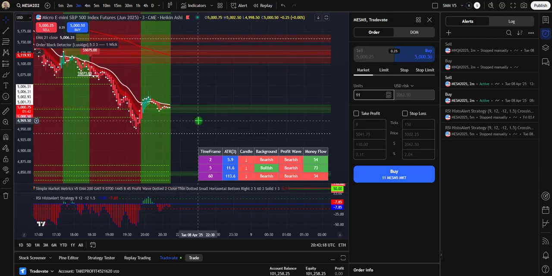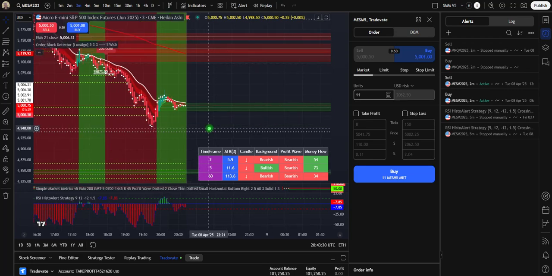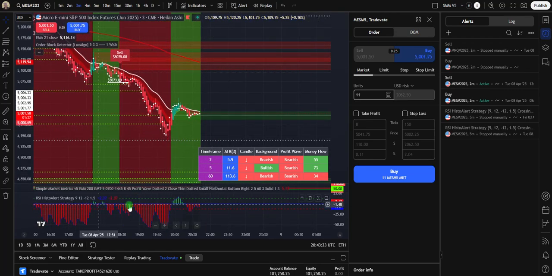So great indicator, my favorite indicator, the best indicator I've ever used. And if I had nothing else, I would do this one. This has been such a game changer for me.